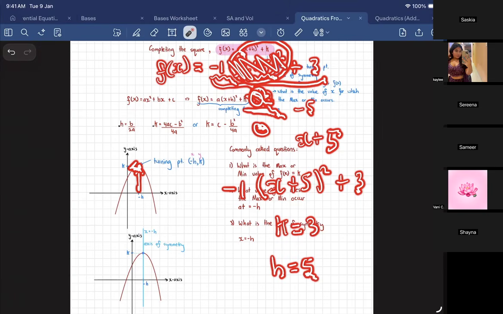So x should be a negative value. What would I need to put inside the bracket such that I'll get 0? I have x plus 5. What plus 5 is 0? Minus 5 plus 5. So when x is minus 5, that bracket turns to 0, and 0 by negative 1 is 0. And that doesn't take away from the plus 3. So x has to be a negative value.